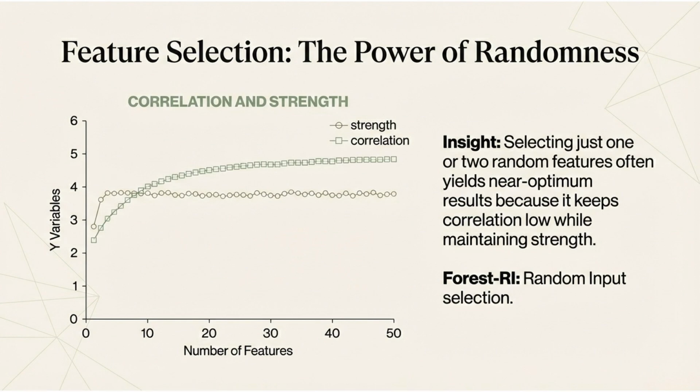Random feature selection plays a crucial role in reducing correlation among trees. By limiting the number of features considered at each split, we introduce useful randomness. Interestingly, using just one or two random features often produces near optimal results. This works because it keeps correlation low while maintaining sufficient strength. This approach, known as random input selection, is a key reason for the success of random forest.